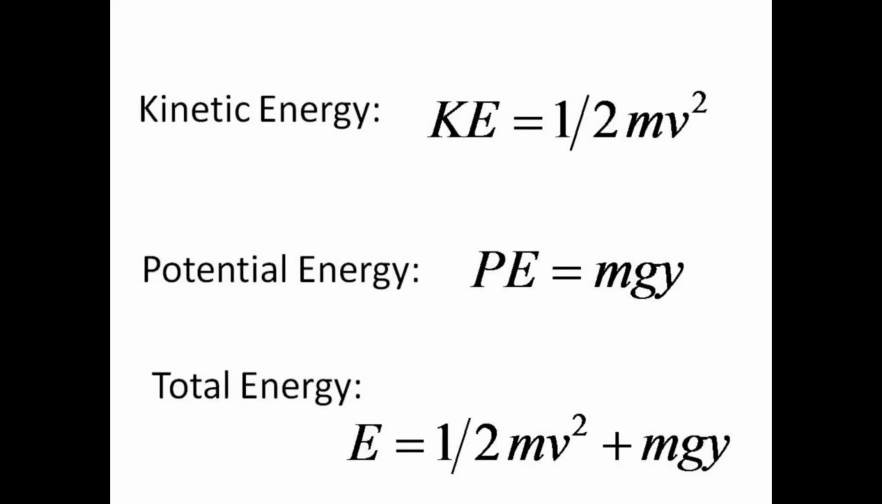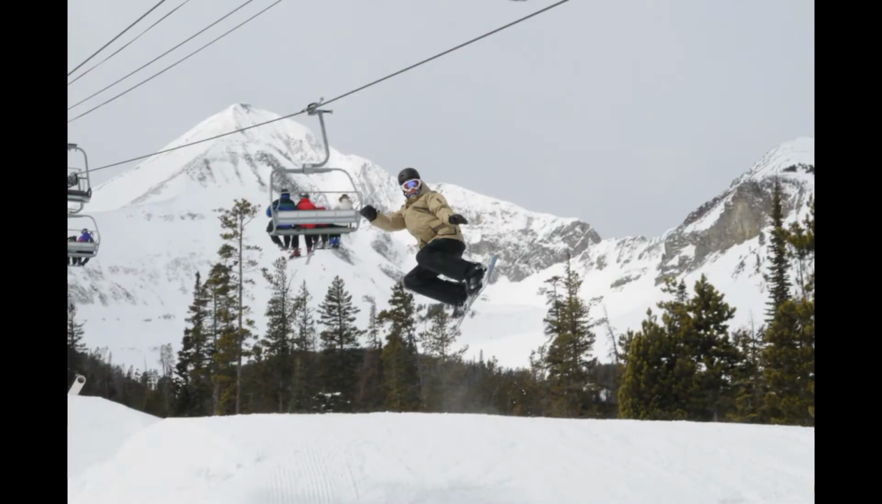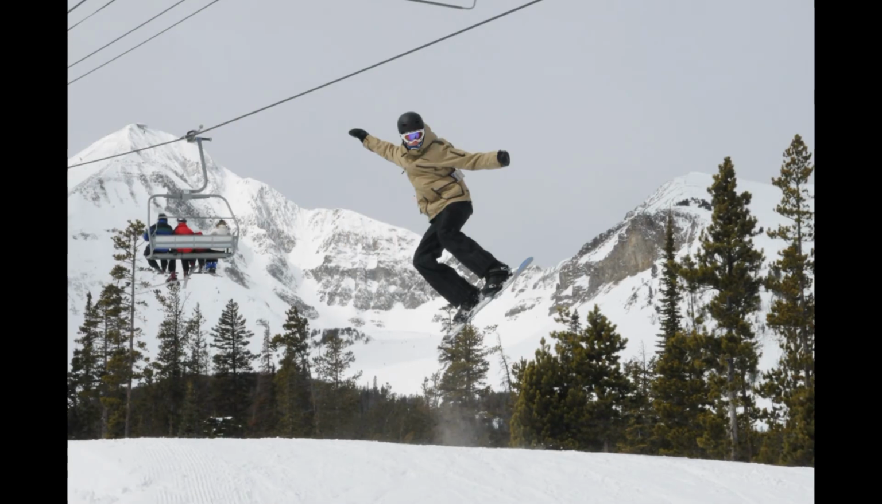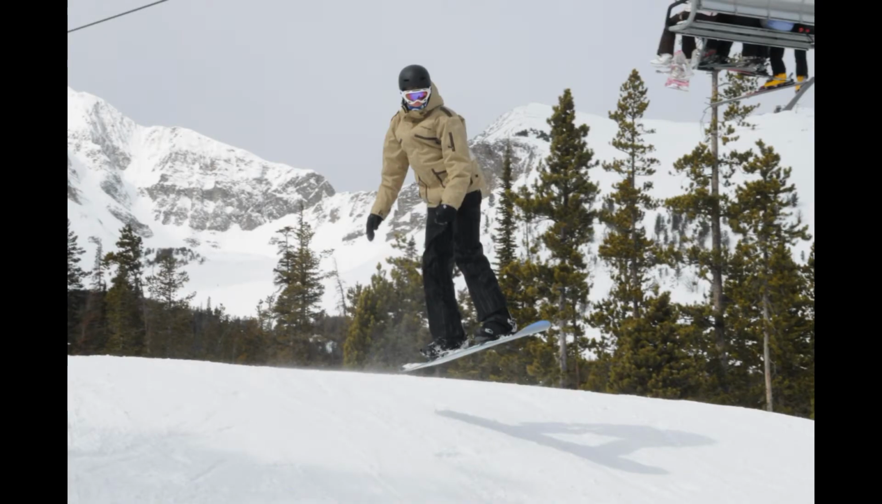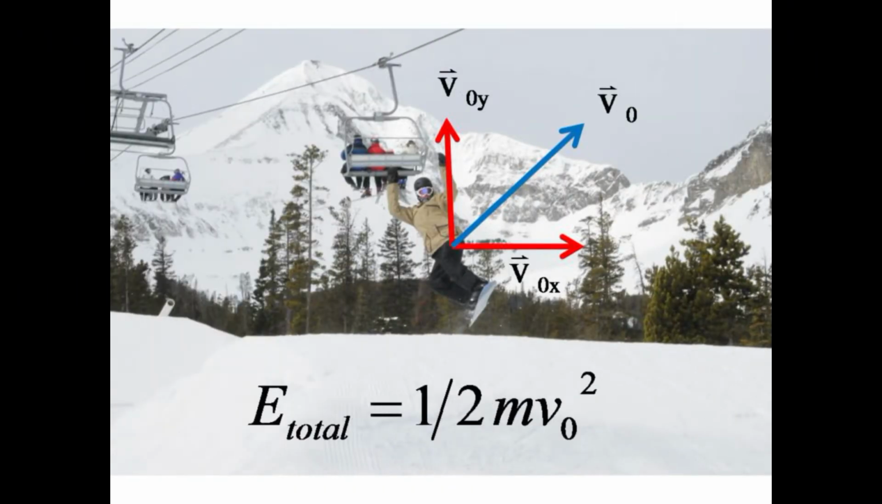When an object is acted on only by conservative forces, the mechanical energy may be transferred between kinetic and potential energies, but the total mechanical energy, that is the sum of kinetic plus potential, is a conserved quantity. Consider the trajectory of this snowboarder. Initially, he has only kinetic energy, 1/2 mv0 squared.